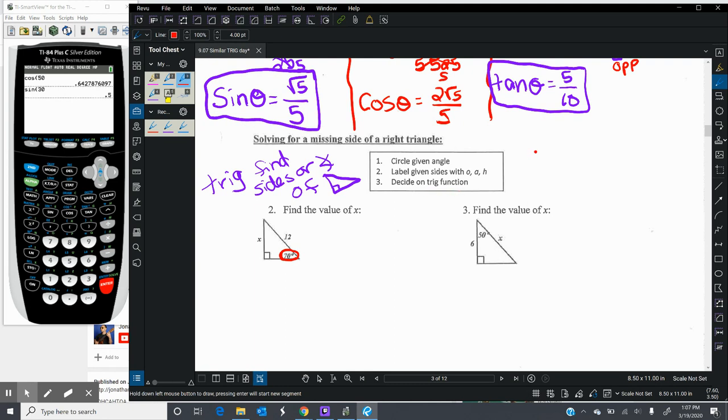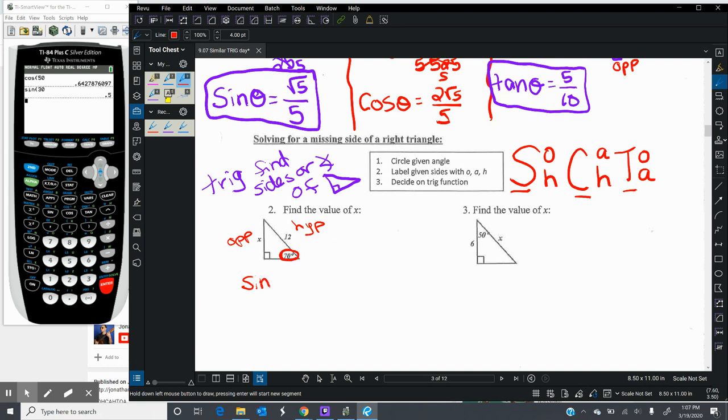So that acronym, SOHCAHTOA: S-O over H, C is cosine is A over H, and TOA is T-O over A. We are going to be forced into one of these 3 options based on the measures that they give you in the diagram. So from our angle in exercise 2 here, we have the opposite side being x and our hypotenuse being 12. There's nothing next to the adjacent side. So since there's nothing next to the adjacent, we're going to eliminate cosine and tangent as options here. So we're going to set up a sine function.